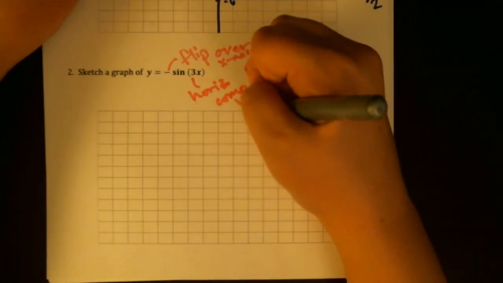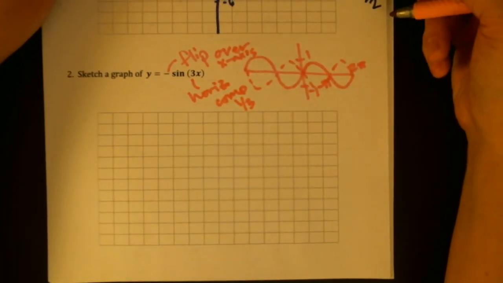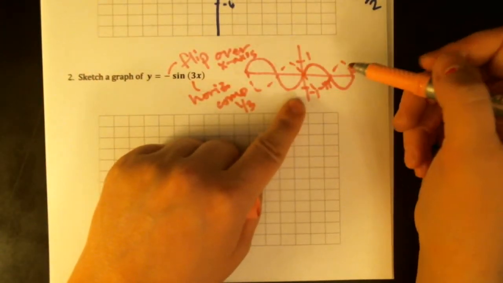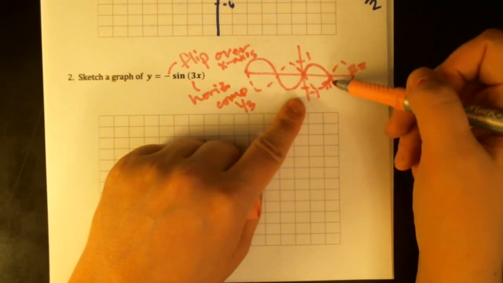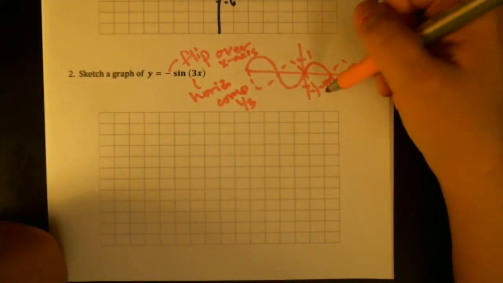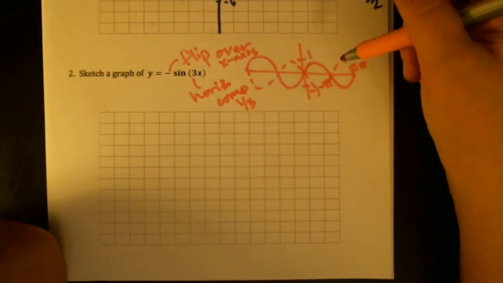I also have horizontal compression. So I am multiplying all of my x's by 3, compressing by a third. This whole thing, it was going out to pi and then 2 pi to hit equilibrium again. It'll now only go to pi over 3 and 2 pi over 3 to hit equilibrium again.